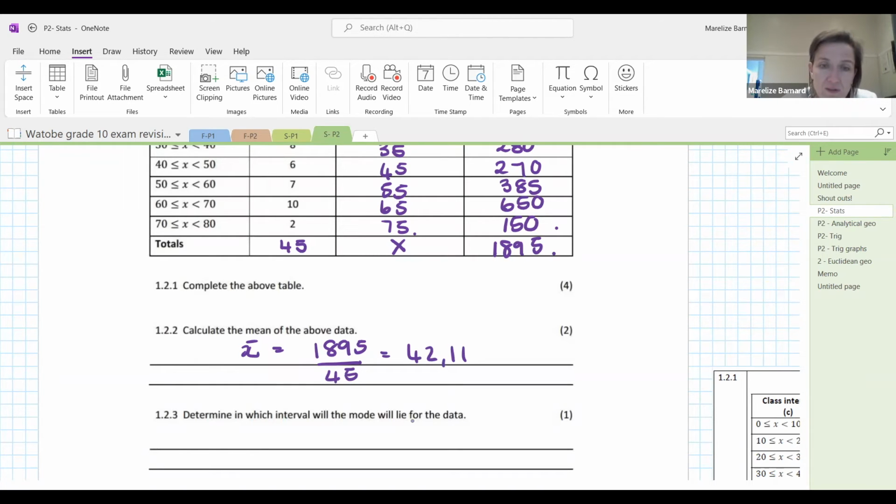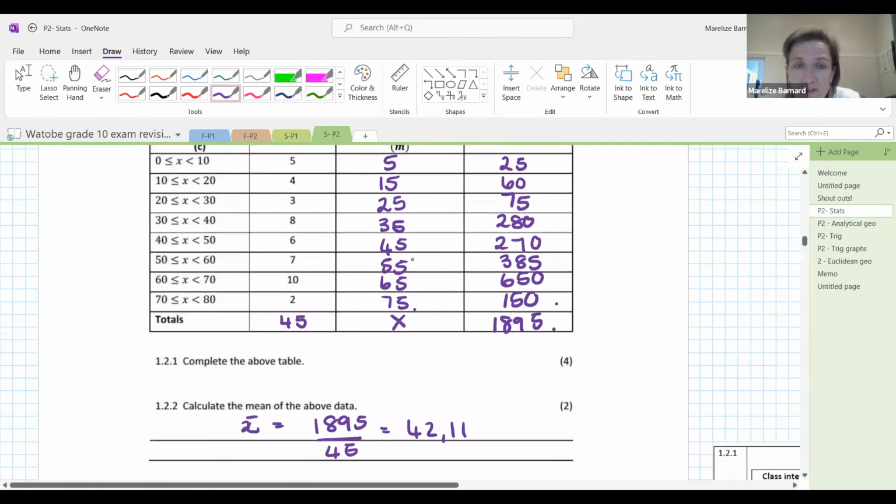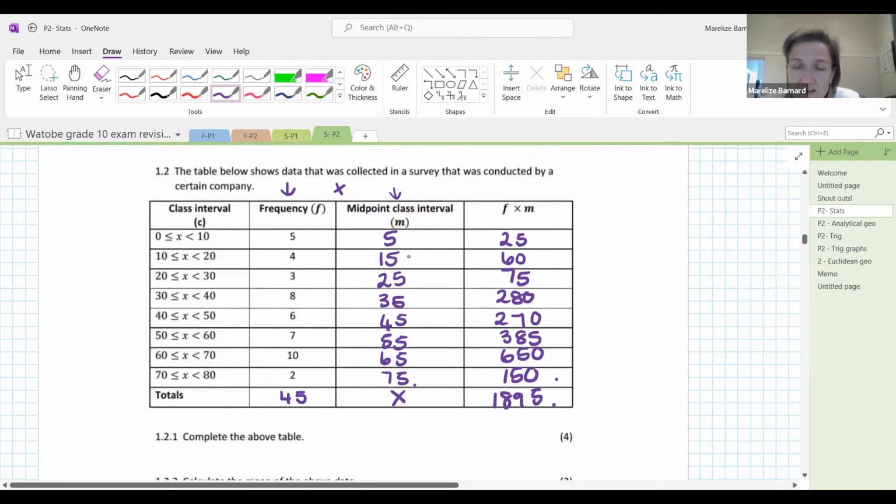Determine in which interval the mode will lie. This question doesn't make sense as worded. I think that's the better wording: determine in which interval the mode will lie for the data. Okay, who's got an answer for us? It's a 1 mark question. So the mode is the most. So we look for the highest frequency. Which interval is that? Mode is most.